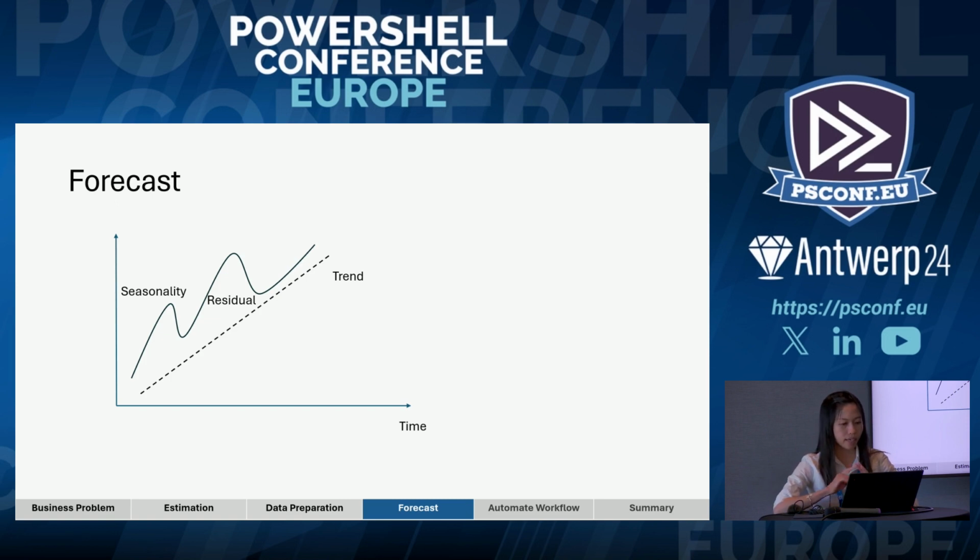The second component is seasonality. It's about periodic behaviors. For example, during holidays, you will see a spike in the number of coffees ordered. And the last one is the error term, which is the irregular fluctuation that you cannot explain or predict. So those are the three main components of the forecast.